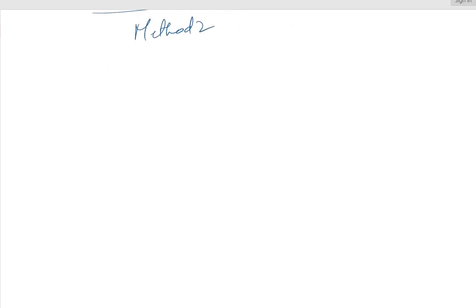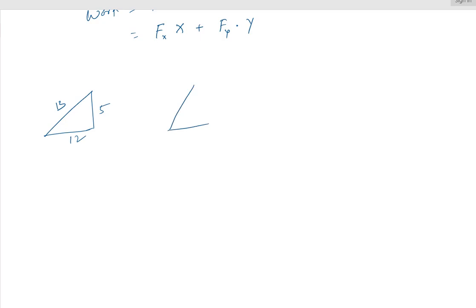Okay, and then another method, method 2. You can follow either one. Here I'm saying work is equal to force times distance, but specifically force in the x direction times the x distance plus force in the y direction times the y distance. Or you can call that Sx and Sy also. Now we know the slope of the incline, which is given as 5, 12. So this is obviously 13.